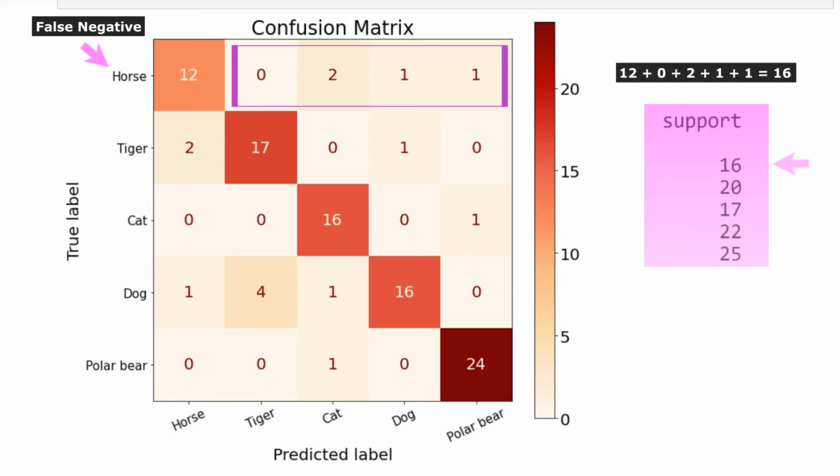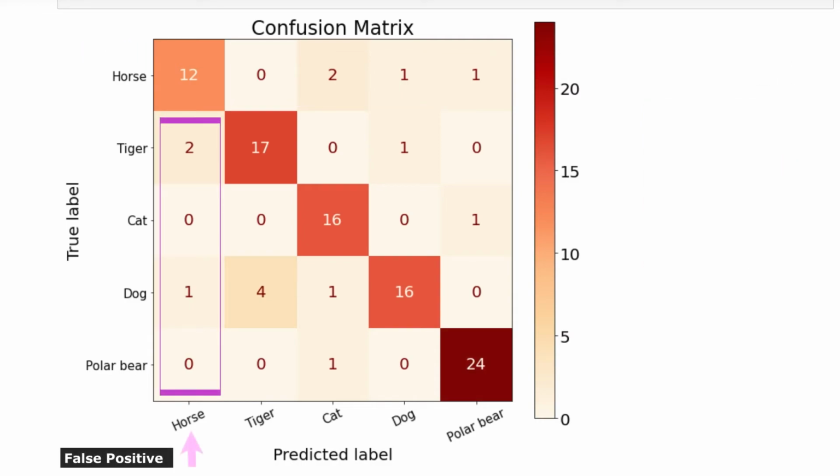If we sum all numbers in the first row, we will get the total number of images with horses in our model. In this column that represents false positive cases, 2 images of tigers were classified as horses, and 1 image of dog was classified as horse.